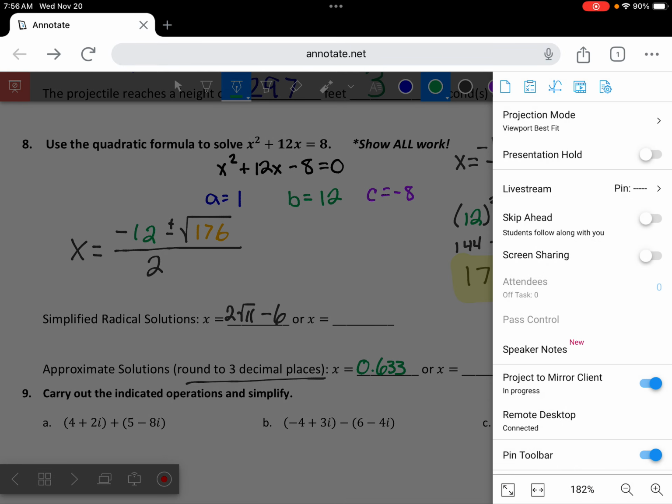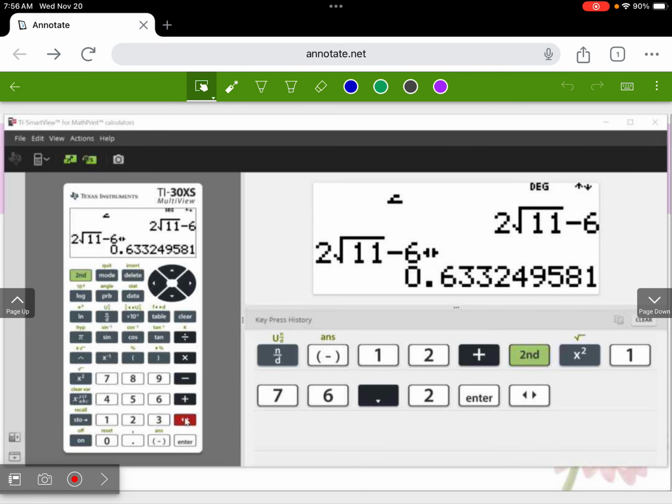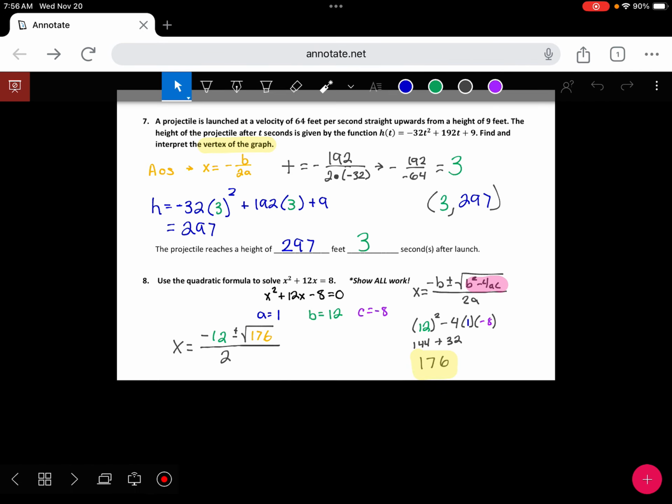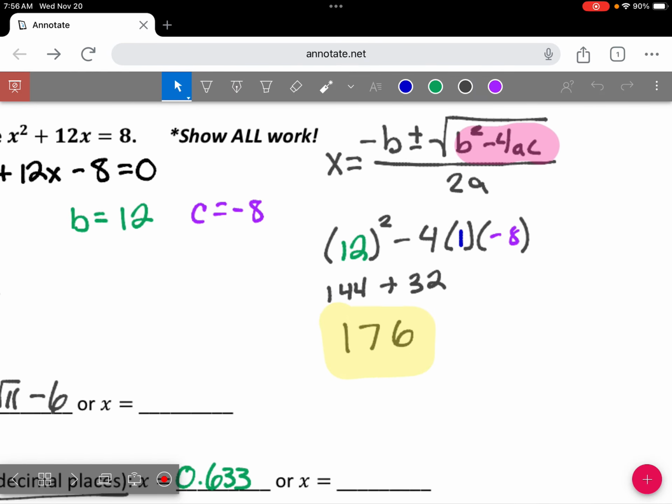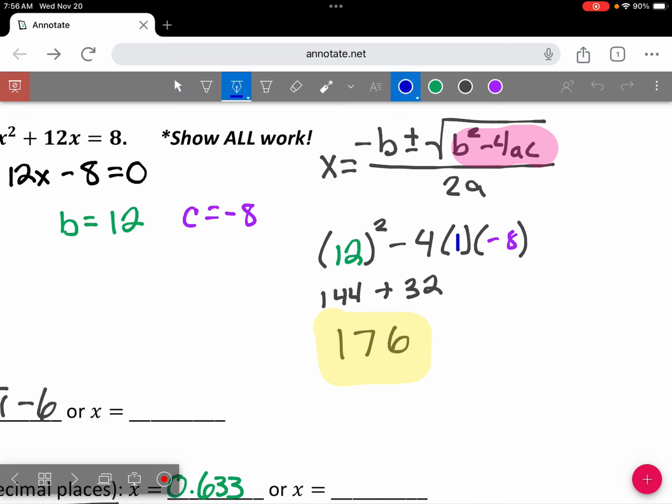How'd you get 32 from? Which part? I saw 144 goes to 36. 32, over here. Oh, it was 4 times 1 times 8. Okay.